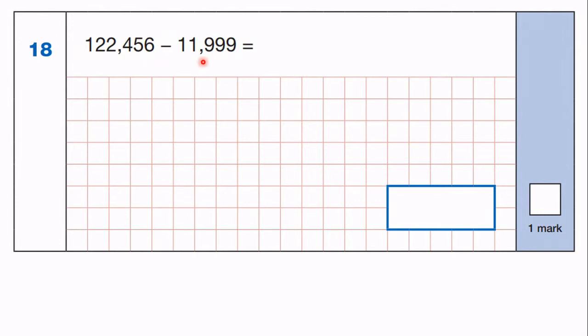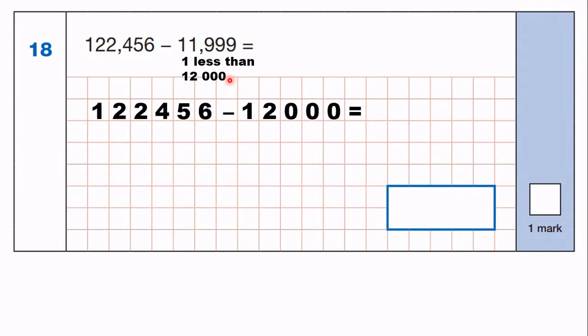Question 18. 122,456 minus 11,999. Now it might not look like it at first, but it's possible to solve this question mentally if we notice that 11,999 is 1 less than 12,000.